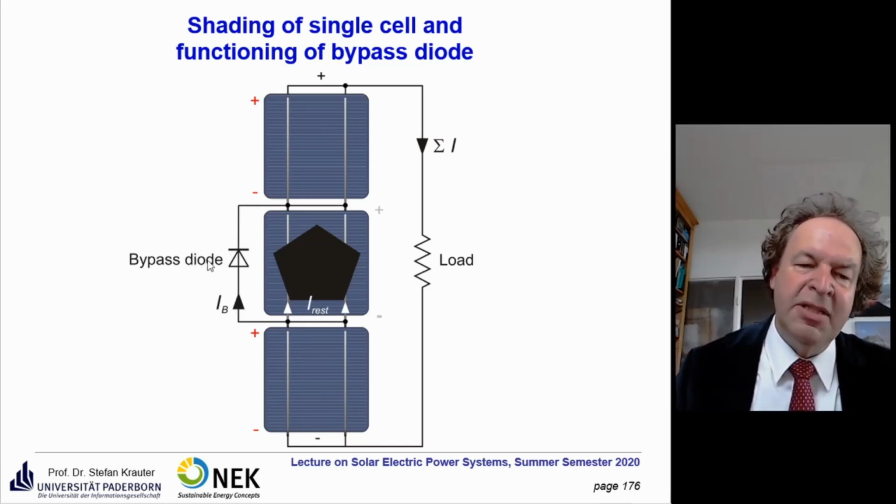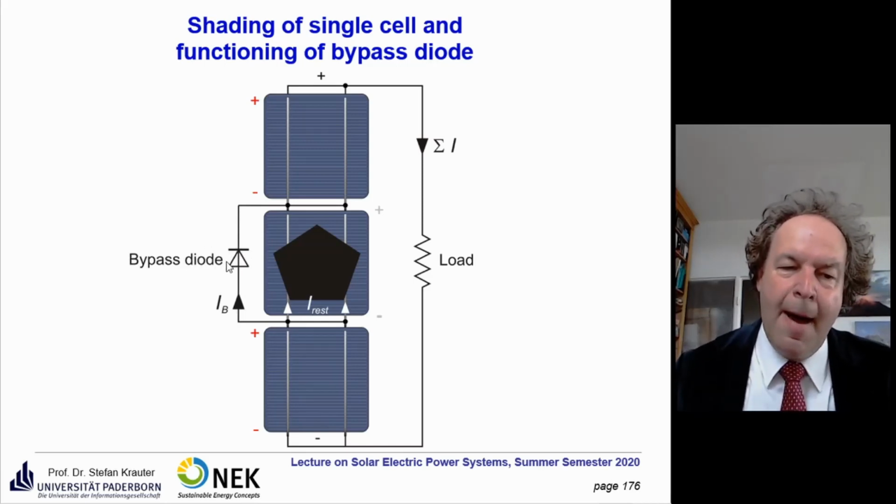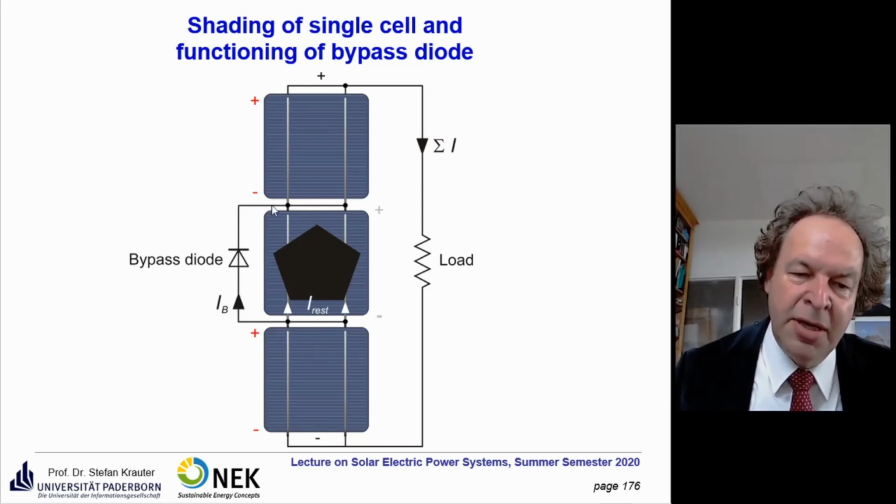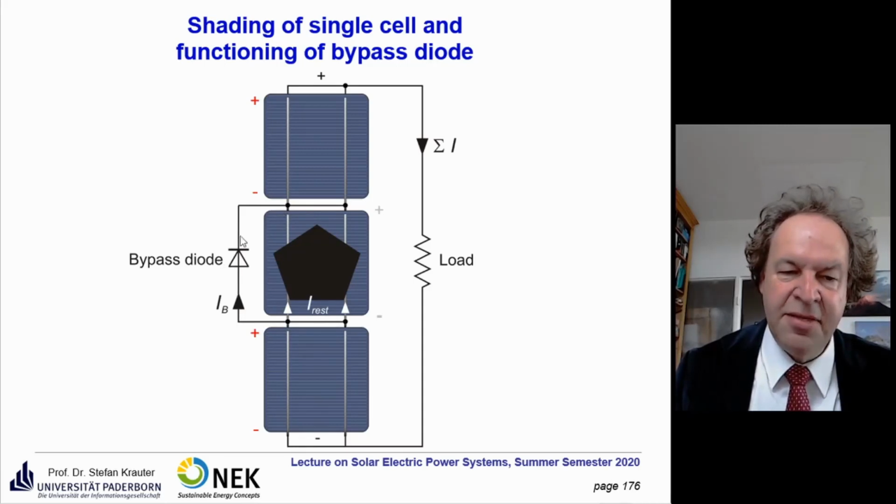But if you come now to the bypass conditions, the shadowed conditions, so we have here now suddenly no current going through here anymore, and we have here minus and plus. That means here, if you take a minus here at the cathode and plus at the anode, a current starts to flow here and bypasses that shadowed cell here. And that's the effect of a bypass diode.